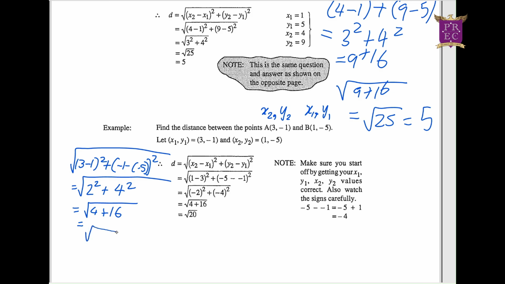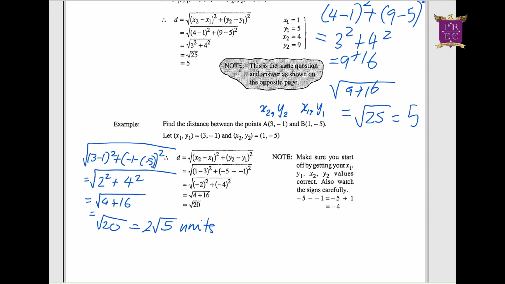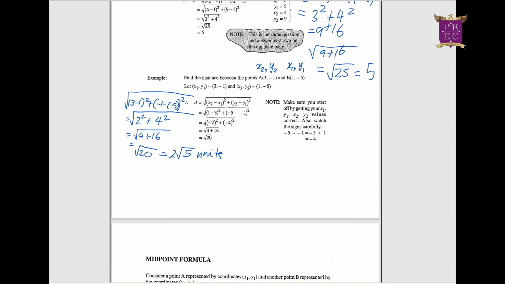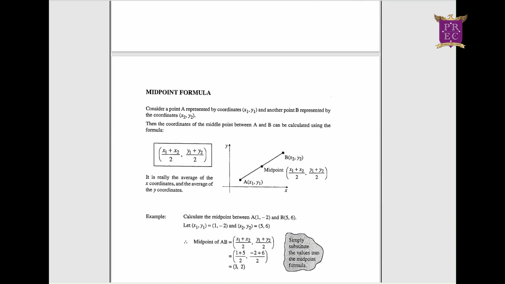Okay, root 20. We can simplify this to 2 root 5 as well. And always remember to say units. Okay, and that's it. That's how we use the distance formula. Now let's look at midpoint formula.